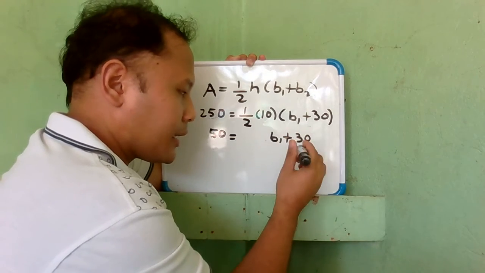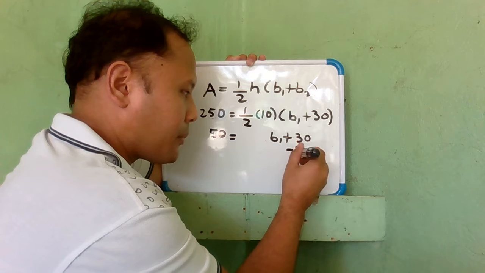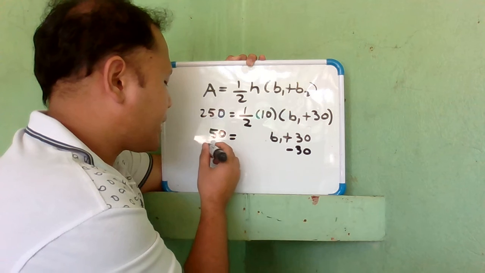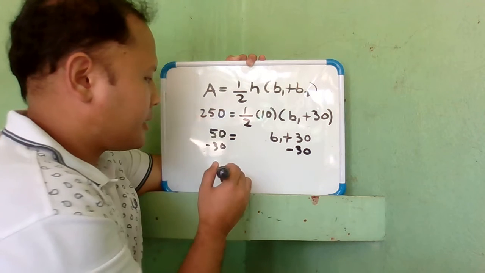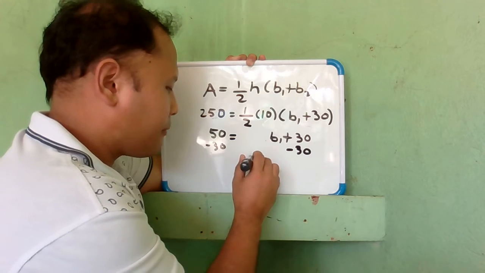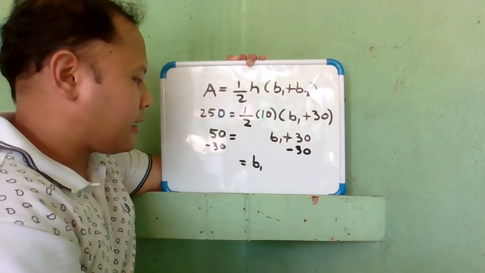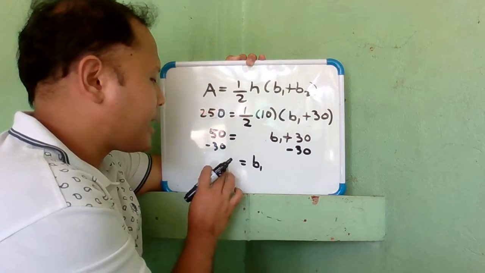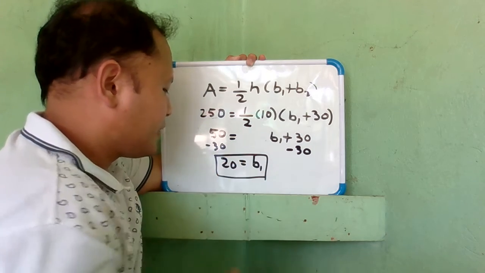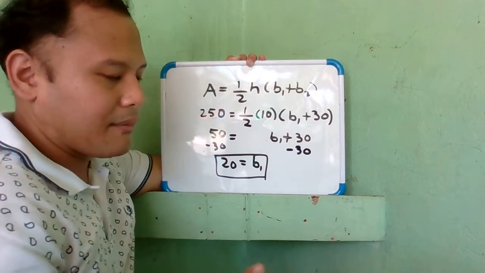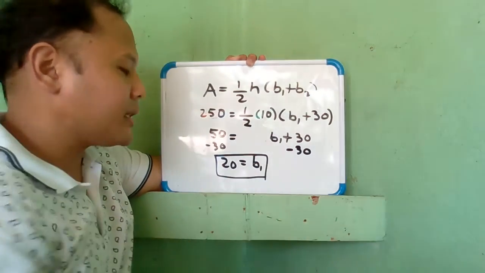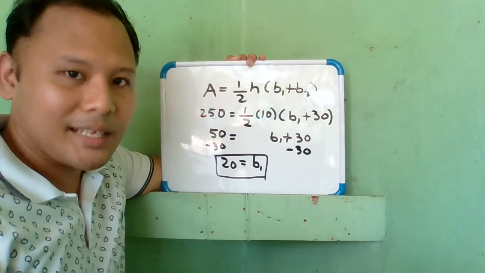So we can eliminate 30 by applying the subtraction property of equality. We subtract the right hand side by 30, we also subtract the left hand side by 30. So what is left in the right hand side? We have b sub 1. In the left hand side, we have 50 minus 30, that is 20. So correct. So I have presented to you the diagram, the trapezoid. Indeed, b sub 1 is equal to 20.